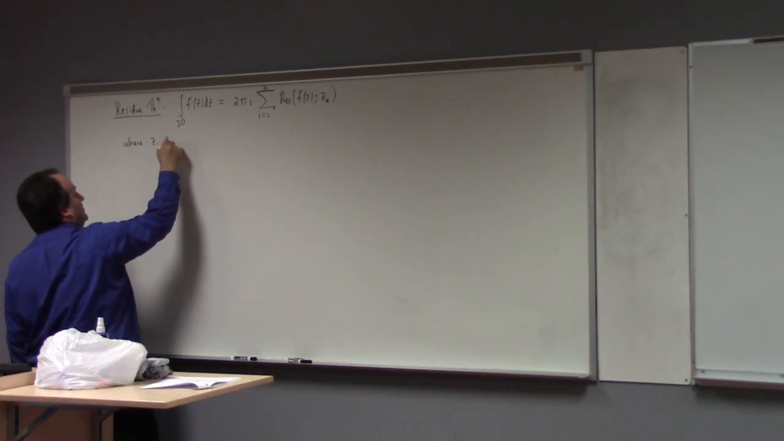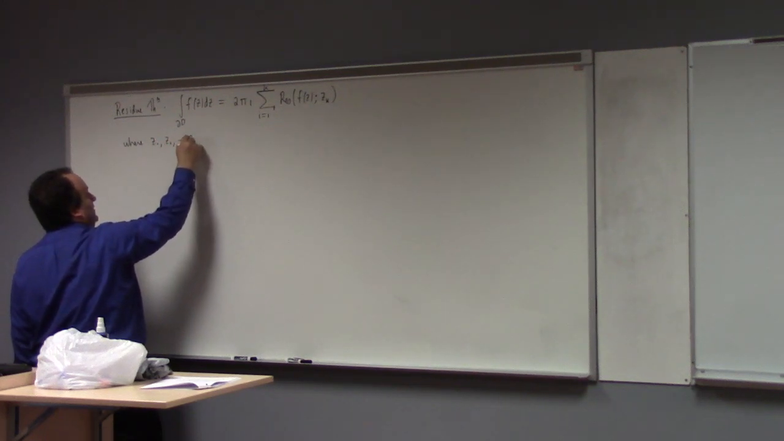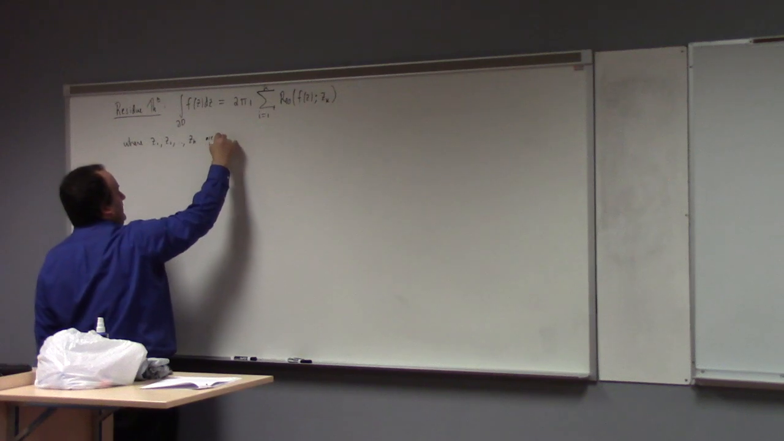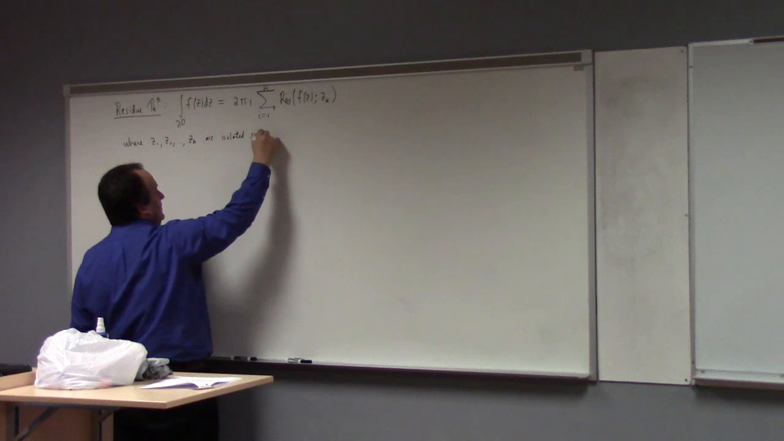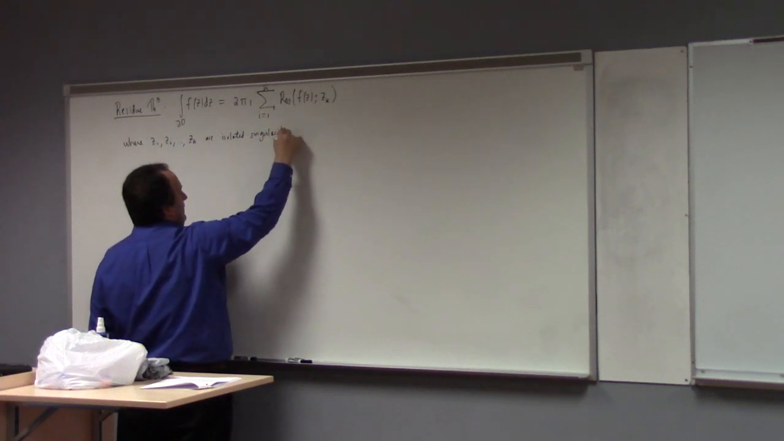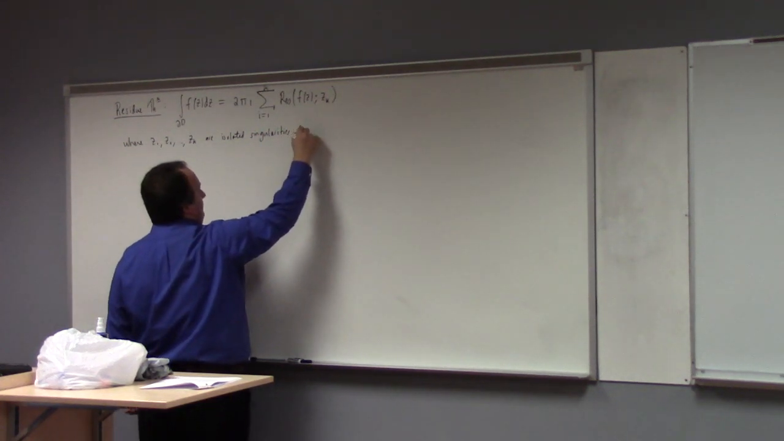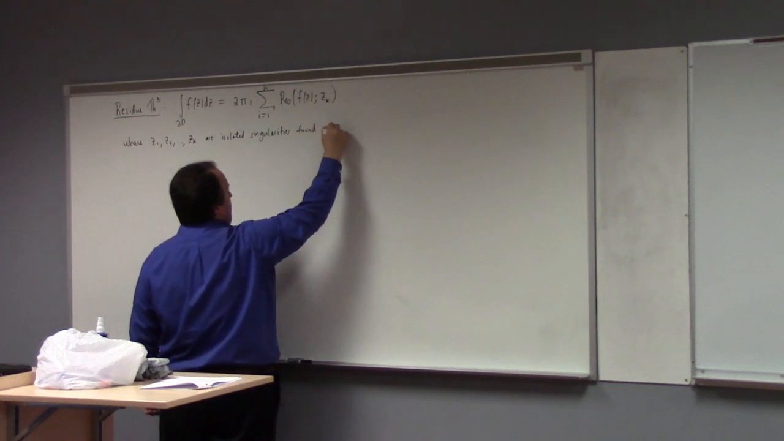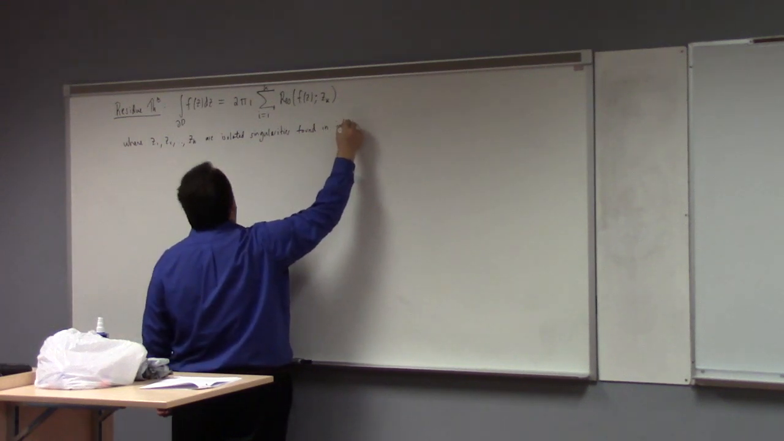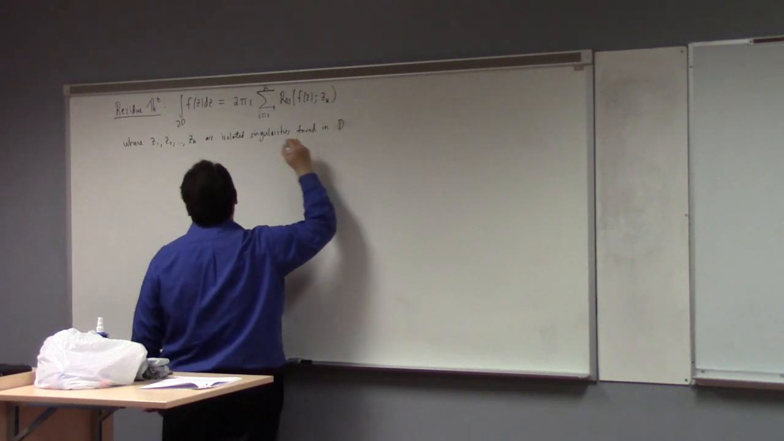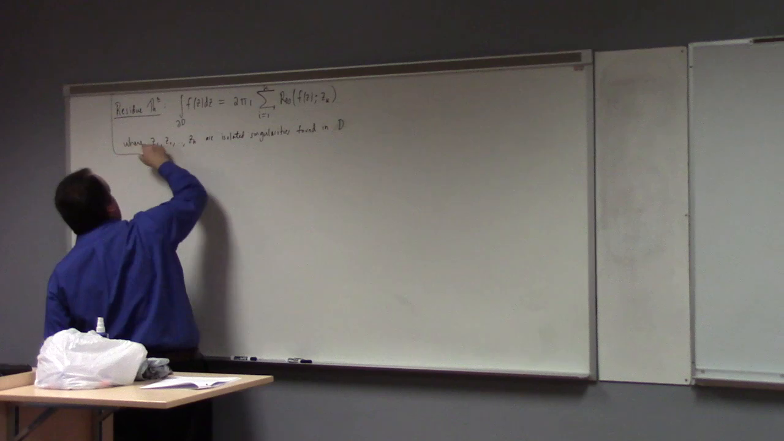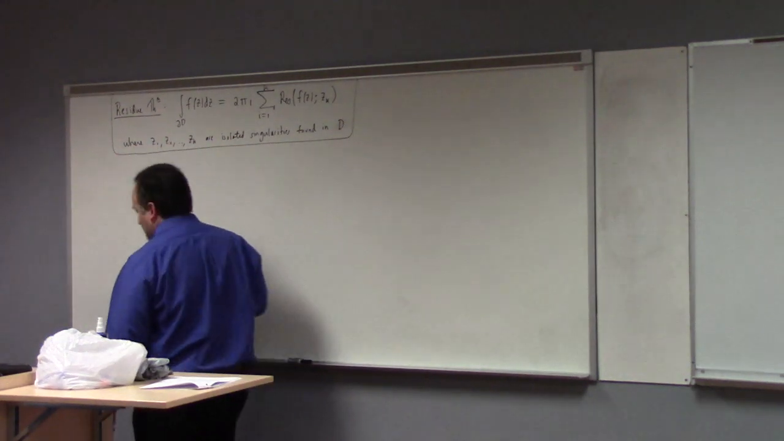z1, z2, ..., zk are isolated singularities found in the interior of, well, just let's say found in D. I said D is a domain, so it's open. So anyway, there you go. That's the residue theorem. We keep using this pretty much everything we do.